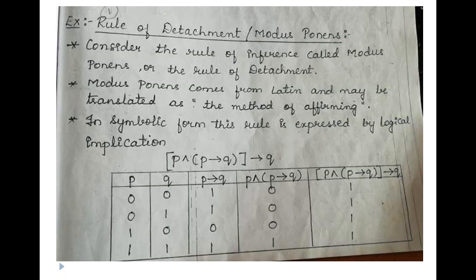Okay, next we are going to have the rules of inference. So first, the rule of detachment. It is also called modus ponens. Why is it called so? Because consider the rule of inference called modus ponens, the rule of detachment as it is also called. It is derived from Latin, and may be translated as the method of affirming. Okay, so that's why the name is modus ponens.